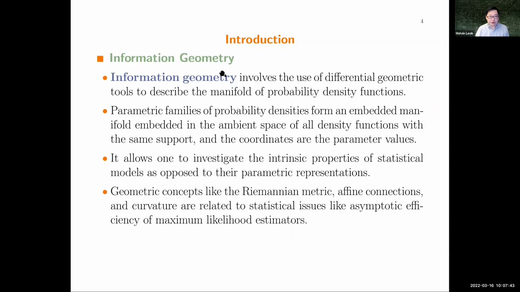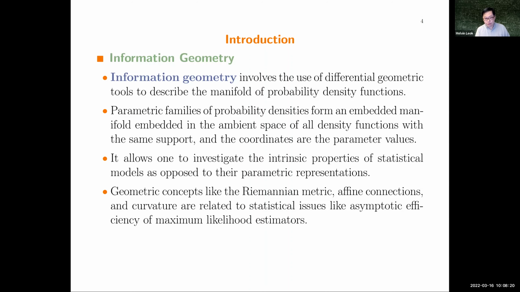One of which is this idea of information geometry, which involves the use of differential geometric tools to describe the manifold of probability density functions. And so many inference problems can be cast in this setting, by viewing that as a best approximation problem in some sense. So you could have, for example, parametric families of probability densities, which form an embedded manifold in this space of all density functions at the same support. And then you can introduce coordinates on this, and the natural coordinates, especially in parametric families, is just the parameter values.